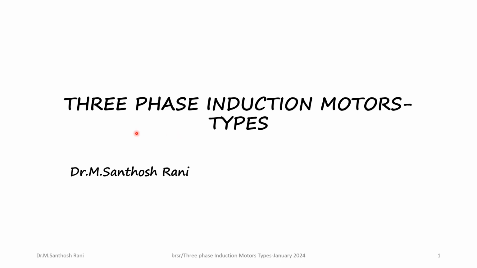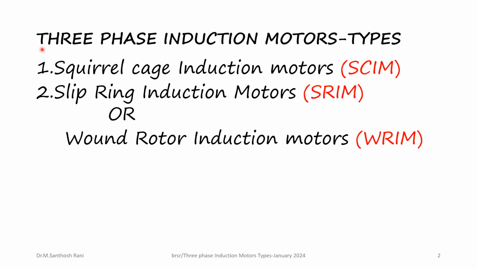In this lecture, we will see the types of three-phase induction motors. Three-phase induction motors are of two types, squirrel cage induction motor or slip ring induction motor. Squirrel cage induction motors are the ones which are very widely used and it is abbreviated as SCIM. Slip ring induction motors have a wound rotor. There is a three-phase winding star connected and it is abbreviated as SRIM or WRIM.